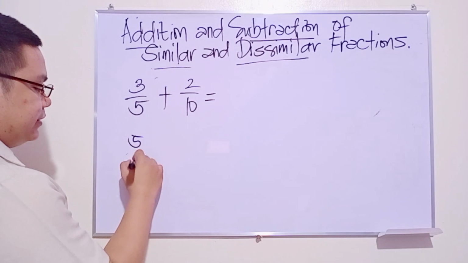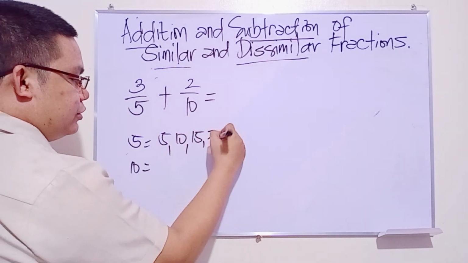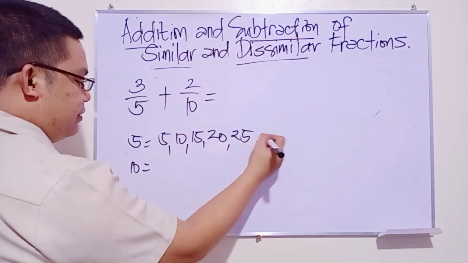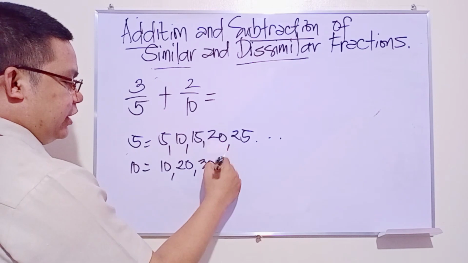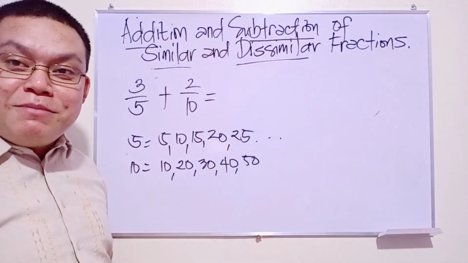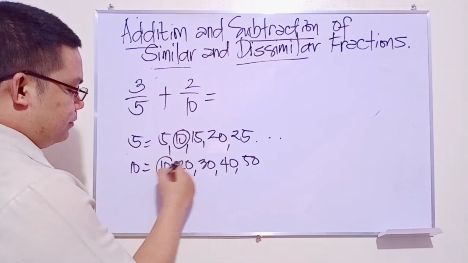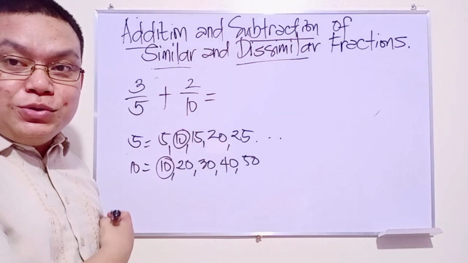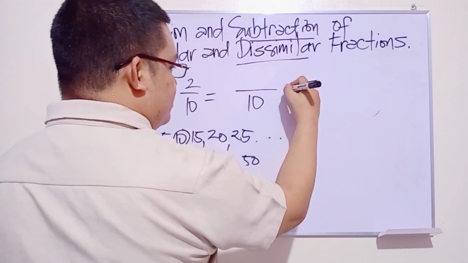So 5, 10, 5, 10, 15, 20, 25. This is 10, 20, 30, 40, and 50. So, alin yung pinakamaliit na common multiple nila? So, we have 10. Then, we're going to use the LCM as the LCD. So, 10.